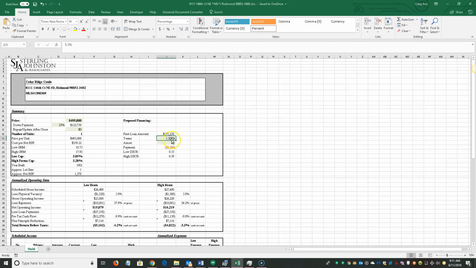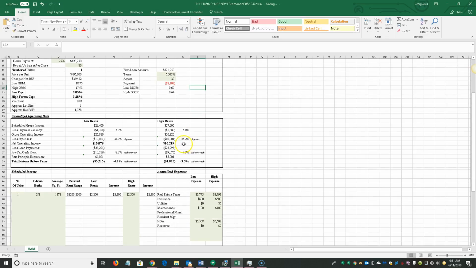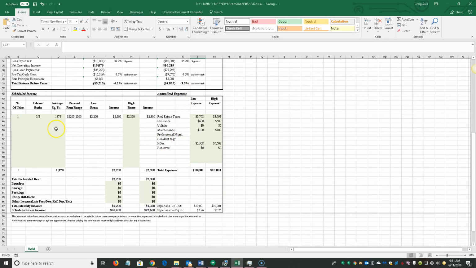And we go over here and plug in the approximate rate you can expect to get. You might be able to get a little lower than this, but I'm just going to plug in 5.5% for now. And let's do a 30-year amortization. Then we skip down to the bottom where we enter our rent and expenses.